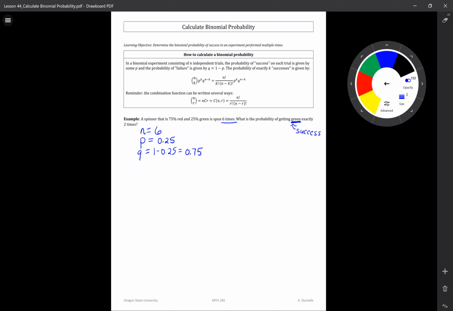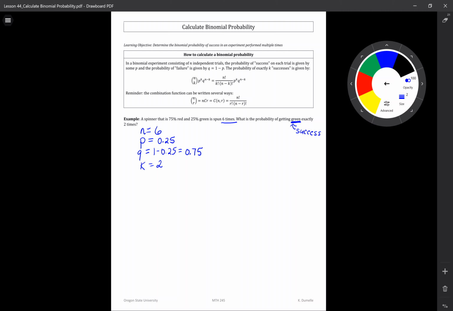So we have our n, our p, and our q. What about k? What is k? Well, we see that we want to get green exactly twice, and in this formula, k represents the number of successes, and we want 2 successes here. We want to spin green exactly twice. So our k is 2.